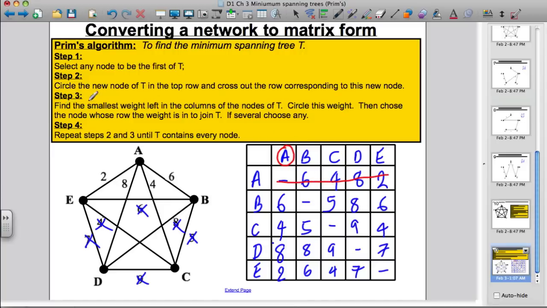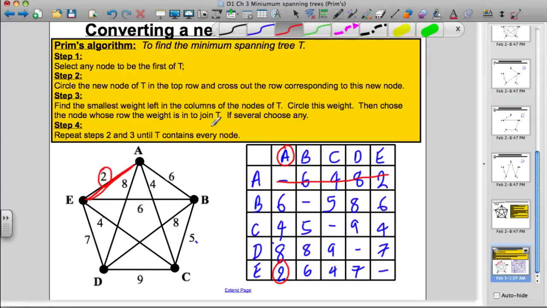Step 3, find the smallest weight left in the columns of the nodes of T. Currently, A is the only thing in T, so I'm going to find the smallest one, and it's 2. So AE is in my minimal spanning tree here. So AE is the first one I've got.